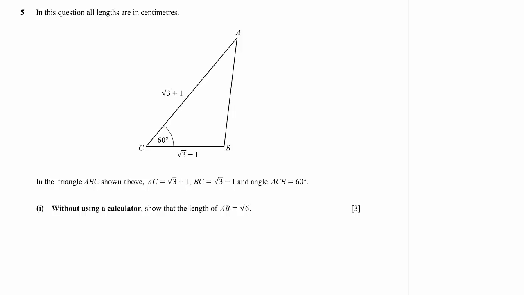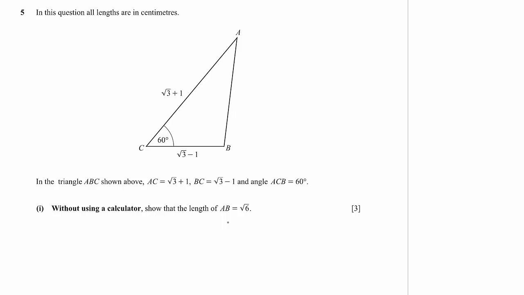In this question, all lengths are in centimetres. In the triangle ABC shown above, AC is equal to root 3 plus 1, BC is root 3 minus 1, and the angle ACB is 60 degrees. Without using a calculator, show the length of AB is root 6.